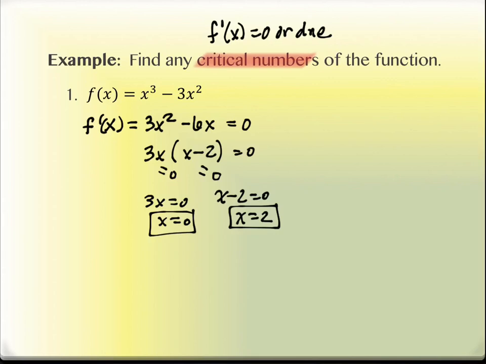Now, what you would expect, right, you know what this graph roughly looks like. It's a cubic graph, right? Cubic graphs look something like this, or maybe flipped around like this. You would expect that there's a peak and a valley somewhere in between here. One of these, x equals 0, x equals 2, is probably a peak. One of them is probably a valley.